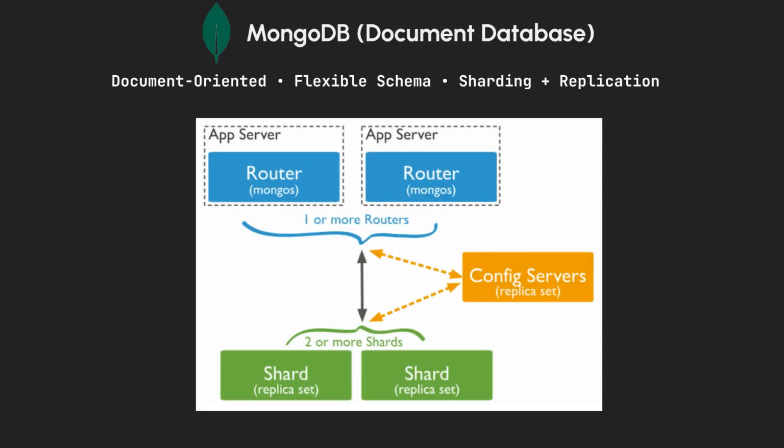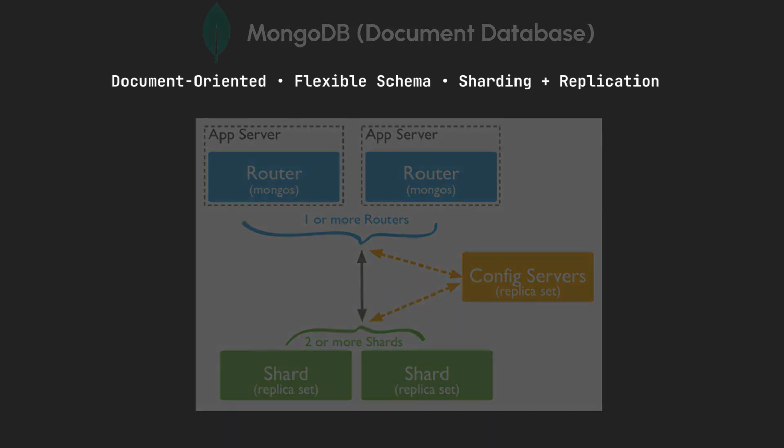Sharding enables horizontal scaling by partitioning data across multiple shards, or servers, using a shard key. A query router, called Mongos, directs requests to the correct shard, allowing MongoDB to scale reads and writes transparently. Replication keeps MongoDB alive. Sharding makes it grow.